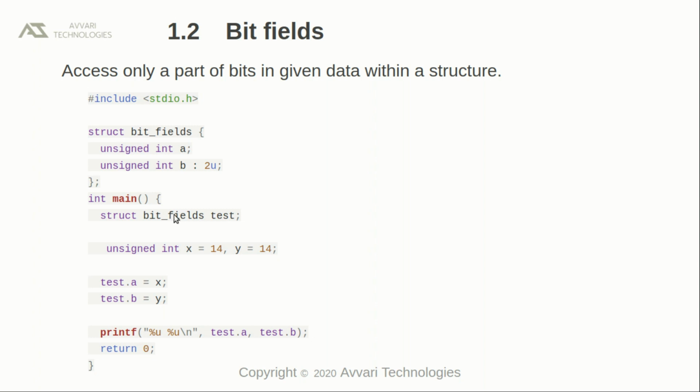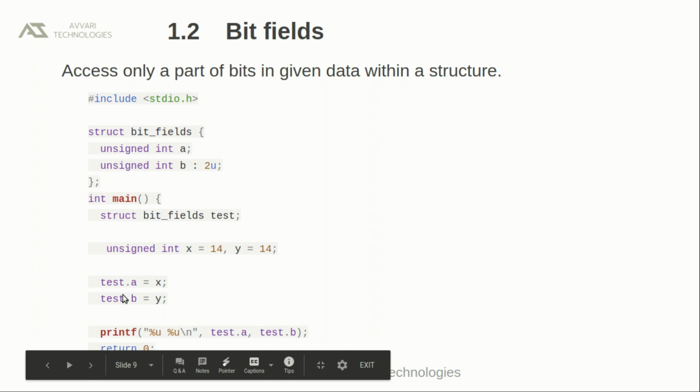In the main function, we are declaring a structure and the name of the variable is test. And we are defining two more variables, unsigned integer x and y, both are 14. Now we are assigning value to a and b within the structures. Test.a is x, that is 14, test.b is y, that is 14, and we are accessing only the starting two bits. Finally, we are printing test.a and test.b.